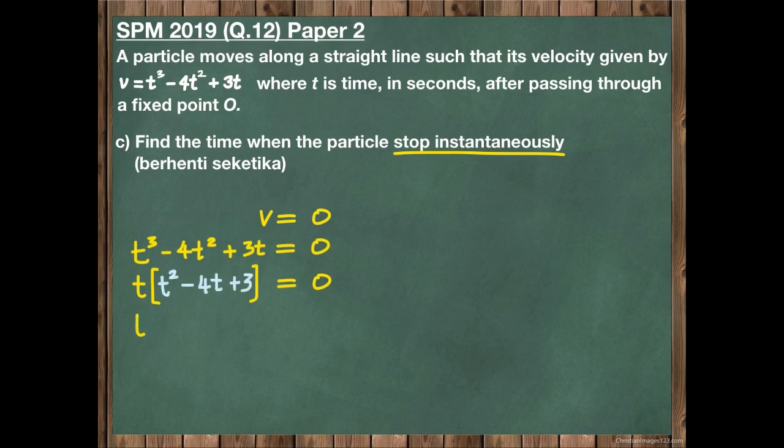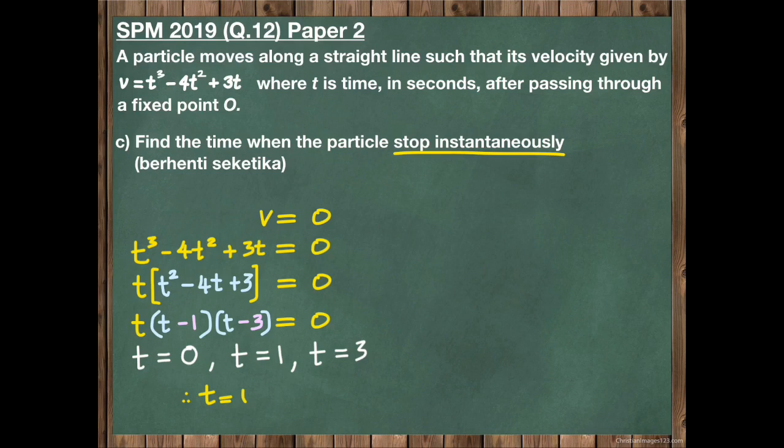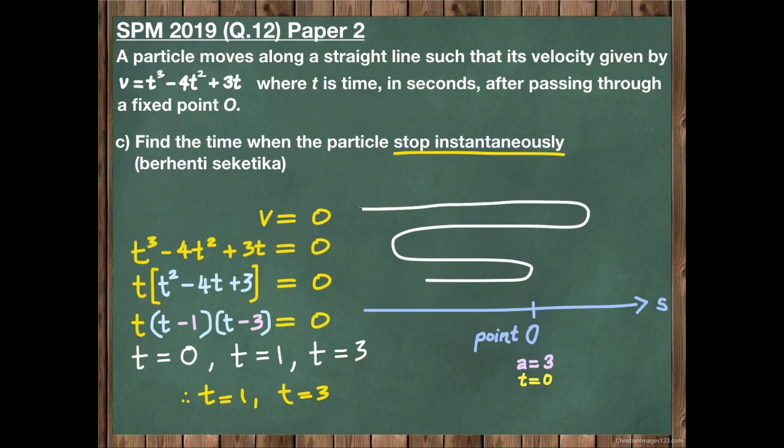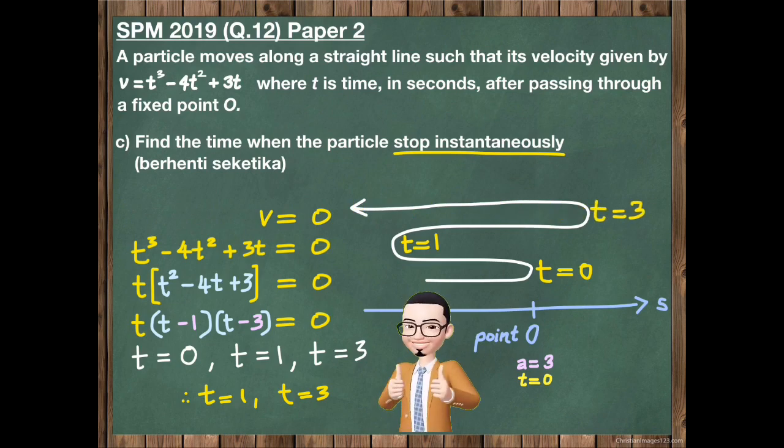The expression in the bracket can also be factorized. So we construct two brackets with t times t, and then we substitute −1 and −3 to complete the factorization. Hence, when the particle stops instantaneously, the value of t is 0, 1 and 3. However, in this case, we just accept the values of t as 1 and 3. Actually, when the particle stops instantaneously, it means that the particle is changing direction. In other words, it also means a turning point. So we can see here the turning point happens when t equals 1 and t equals 3.